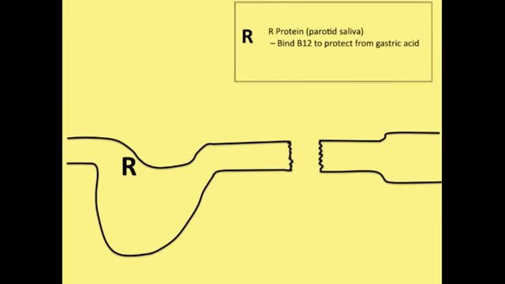Yes, believe it or not. So R protein is made in the saliva, and as we swallow, it comes down and enters the stomach and the GI tract, and it binds to B12, protecting B12 from gastric acid.